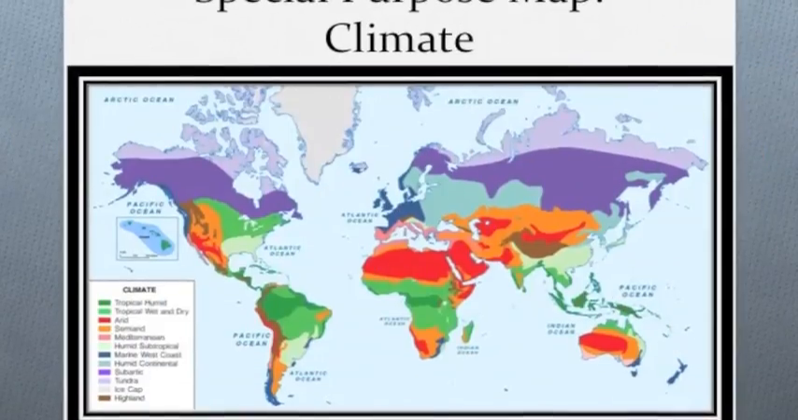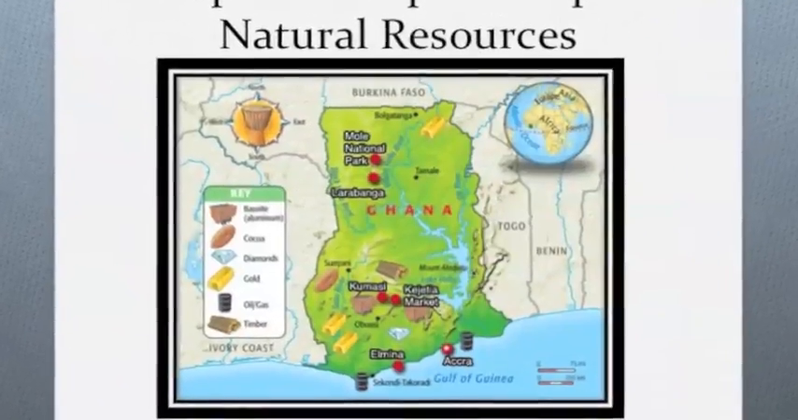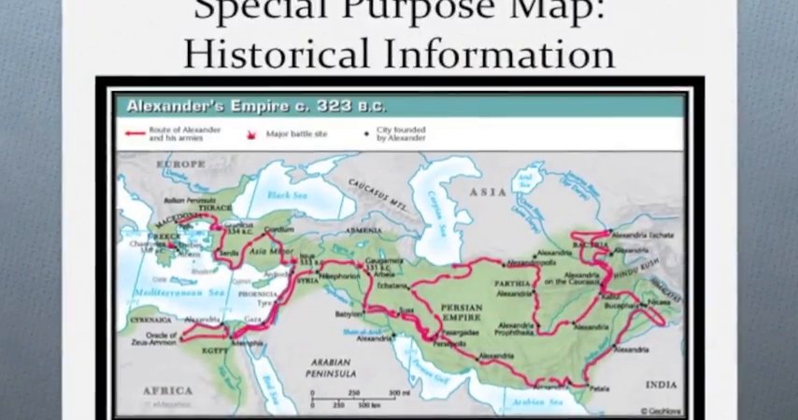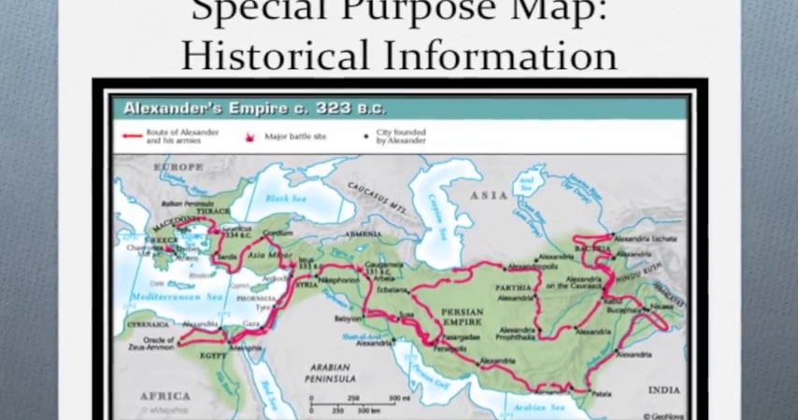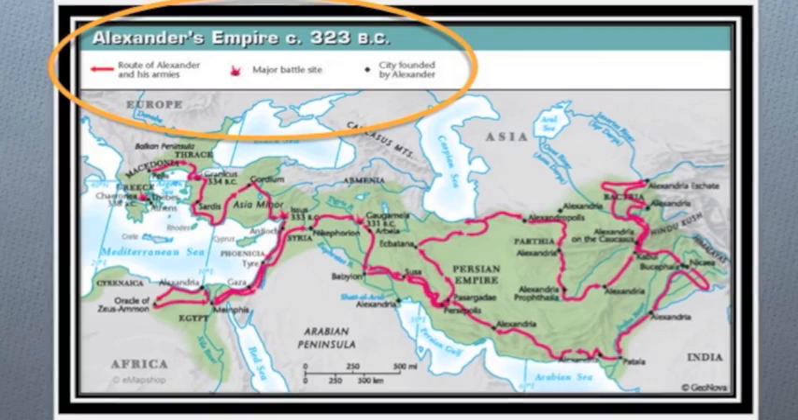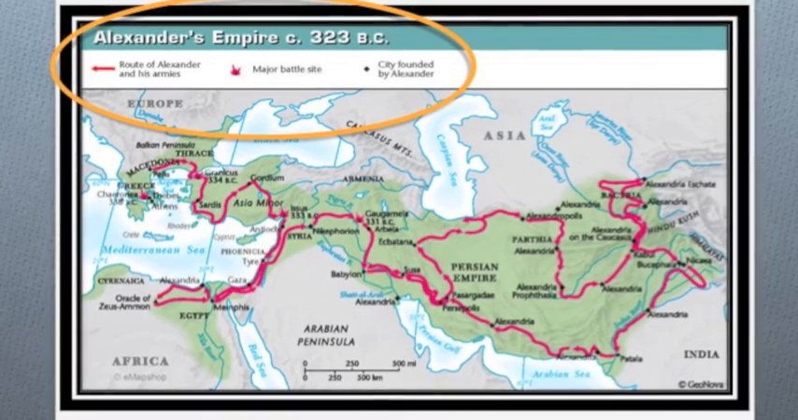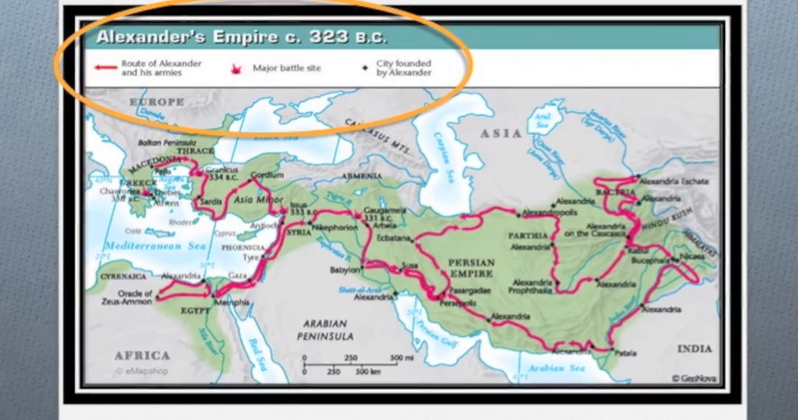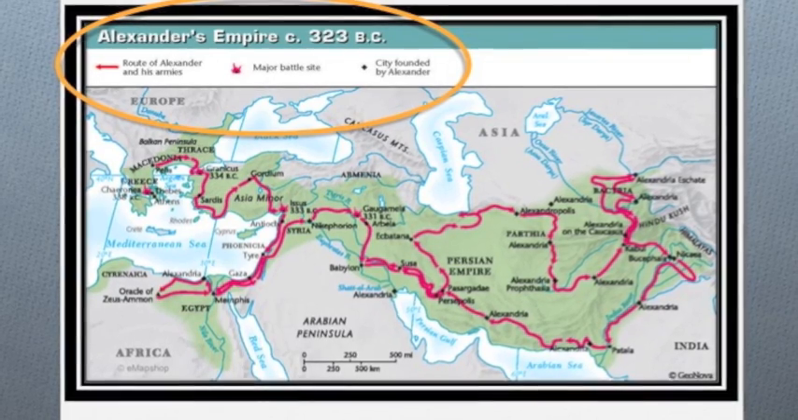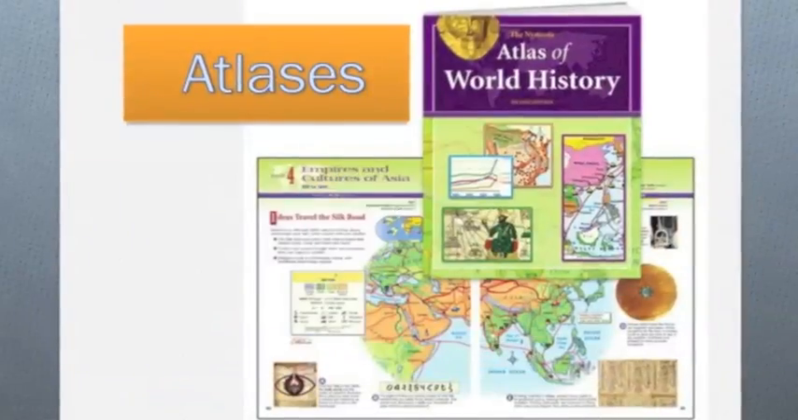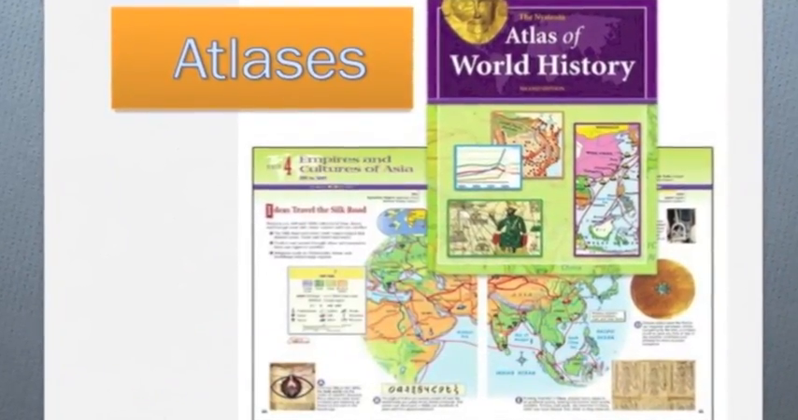Special purpose maps may present climate, natural resources, or population density. They may also display historical information such as battles or territorial changes. The title of a map tells what kind of special information it shows. Colors and symbols in the map key are especially important on these types of maps. Special purpose maps are often found in books of maps called atlases.